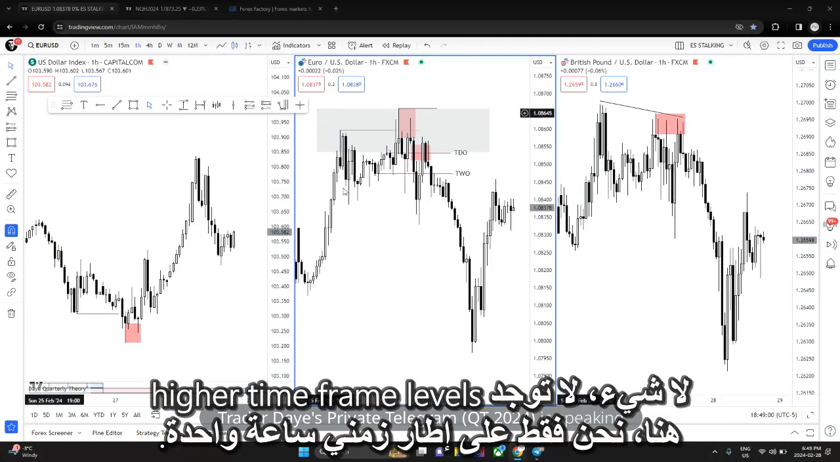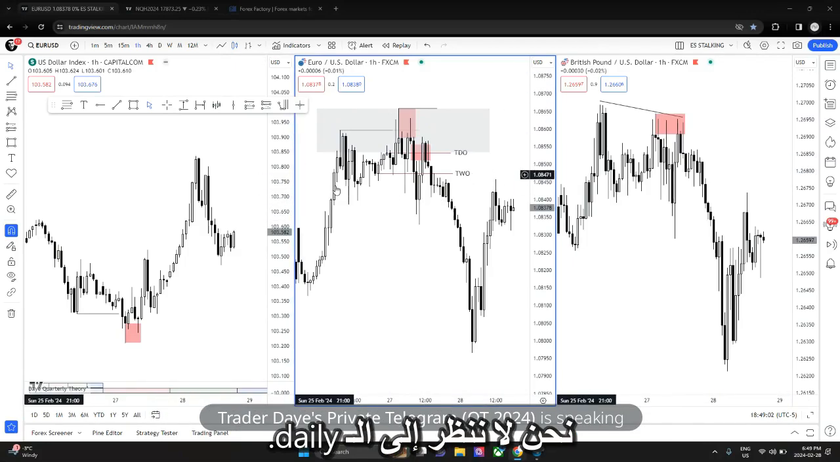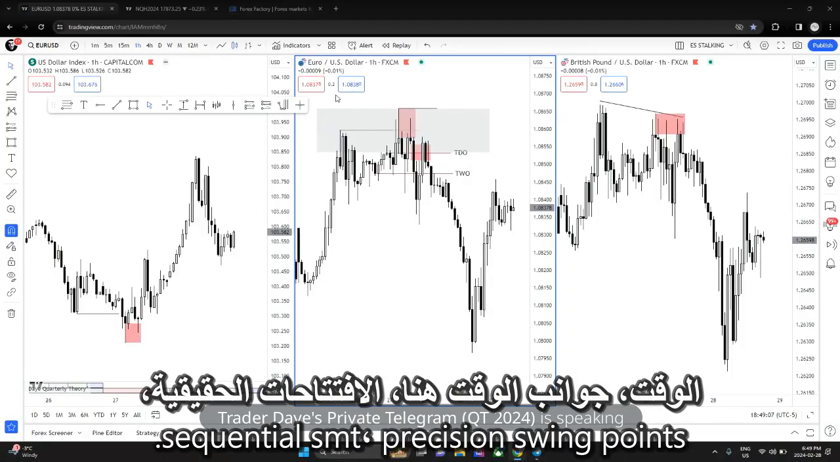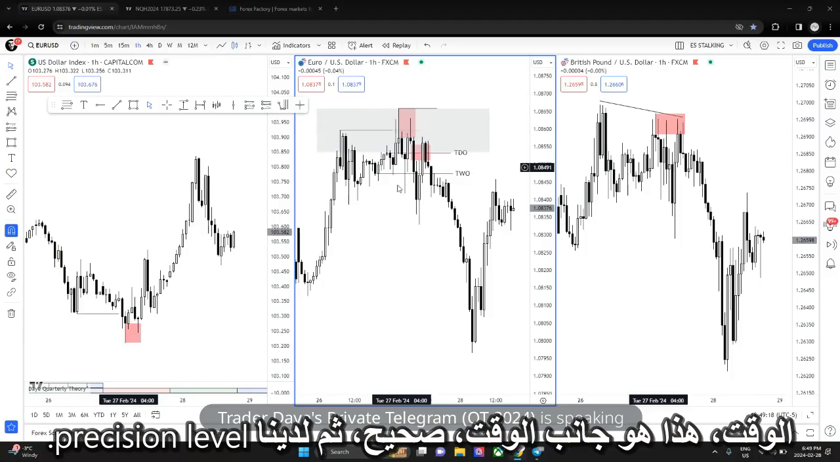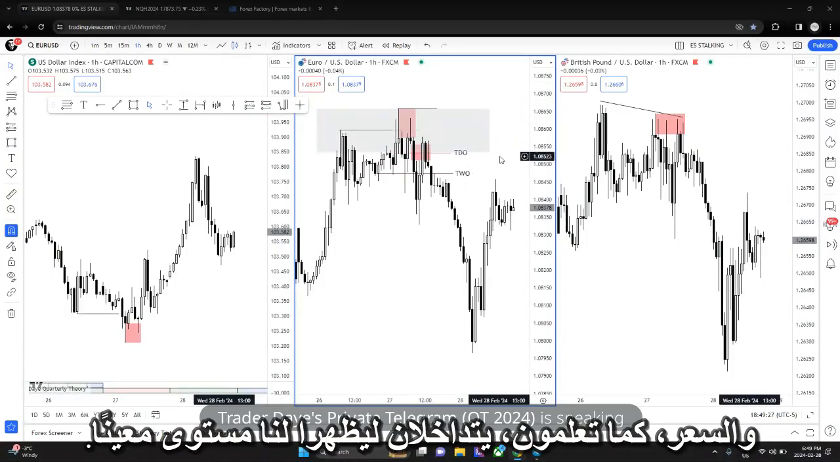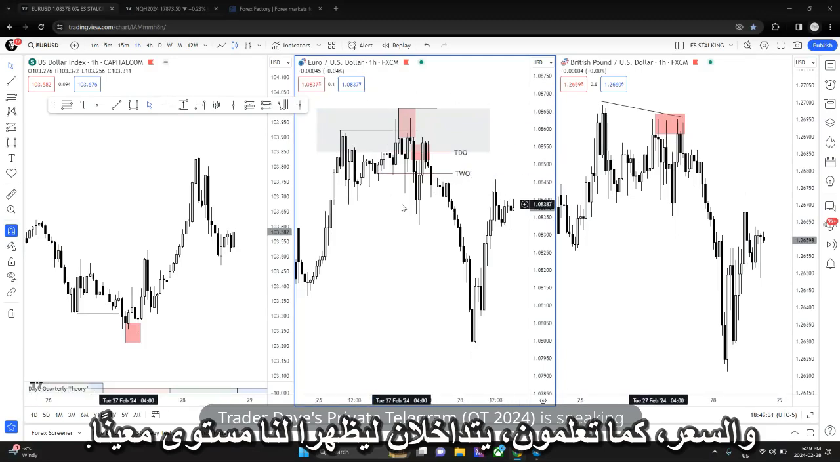We're just on the 1 hour time frame. We're not looking at the daily. We're just using time. The aspects of time here, the true opens, sequential SMT, the precision swing points, it's time. That's aspects of time right there, right? Then we have a precision level, which is time and price, overlapping to show us a specific level.